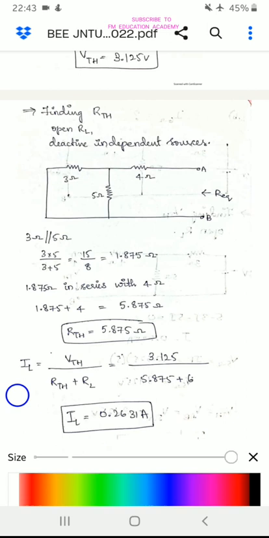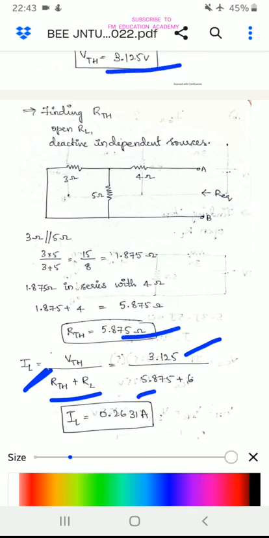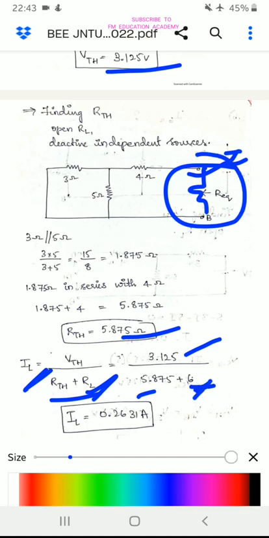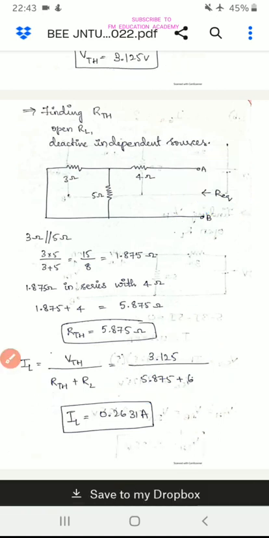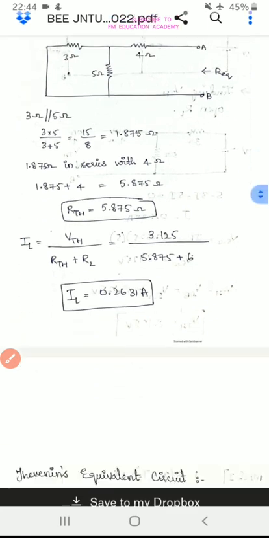Next, find out the IL. What is IL? IL is equal to VTH by RTH plus RL. That is our load current formula in the case of Thevenin's problems. So Thevenin's voltage we got as 3.125 volts, RTH also we got as 5.875 ohms. And what is RL? RL means the load resistor, where we have to find the current. That was nothing but, remember, here it was 6 ohms, so plus 6. If we divide 3.125 by this, if we add directly in the calculator, we'll get the answer as 0.2631 amperes.